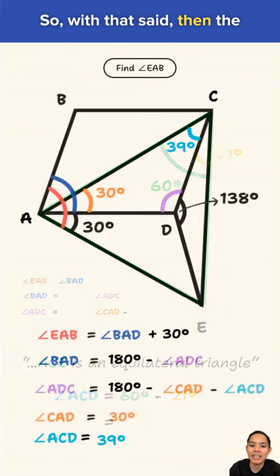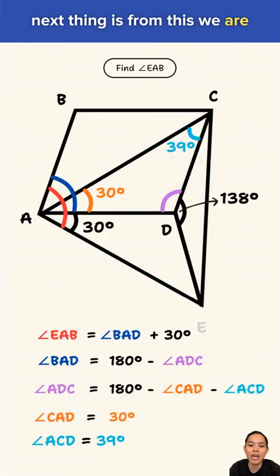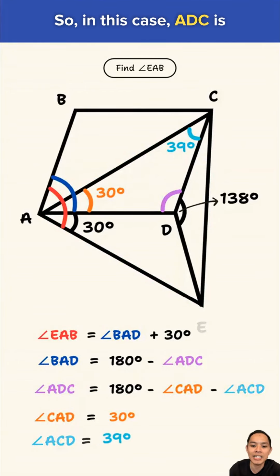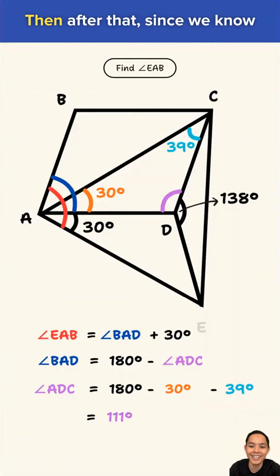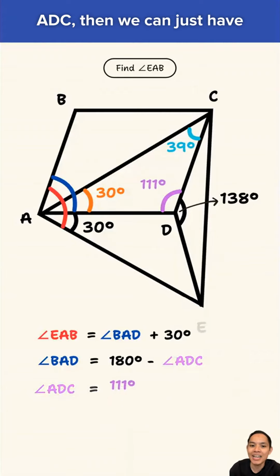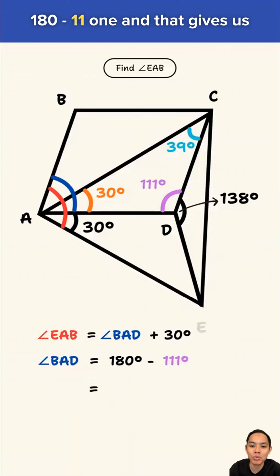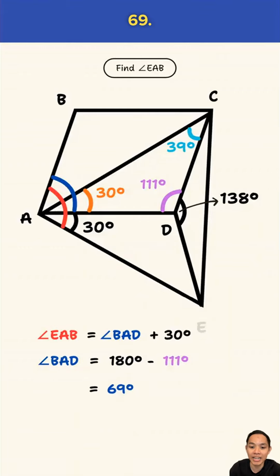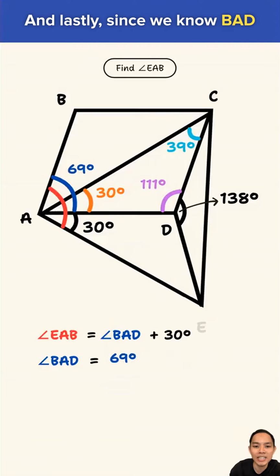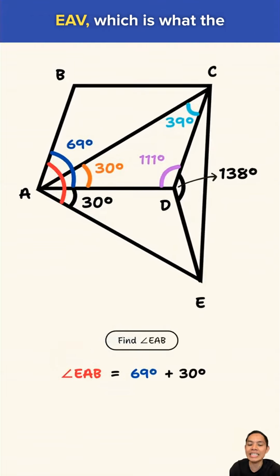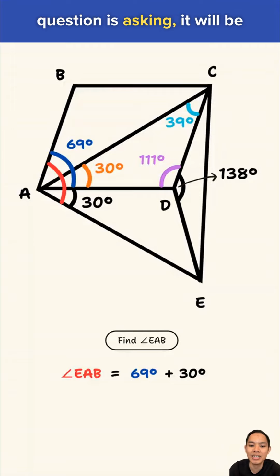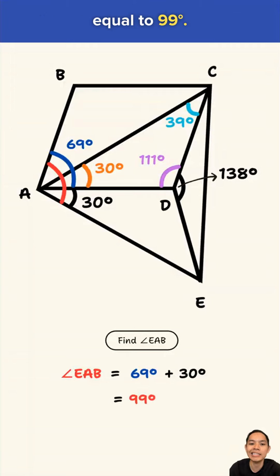So with that said, from this we are able to actually solve the question. In this case, ADC is 111. Then since we know ADC, we can just have 180 minus 111, and that gives us 69. And lastly, since we know BAD, or the blue angle, to find EAB, which is what the question is asking, it will be equal to 99 degrees.